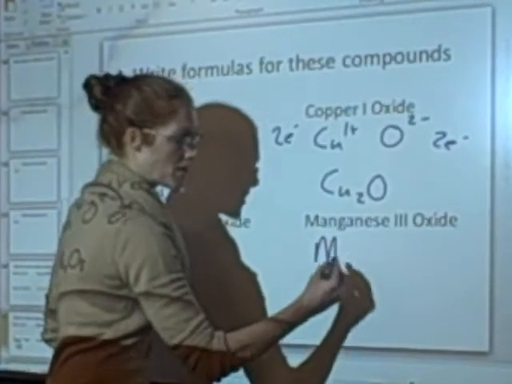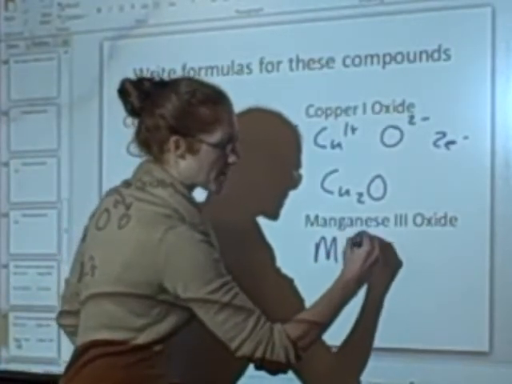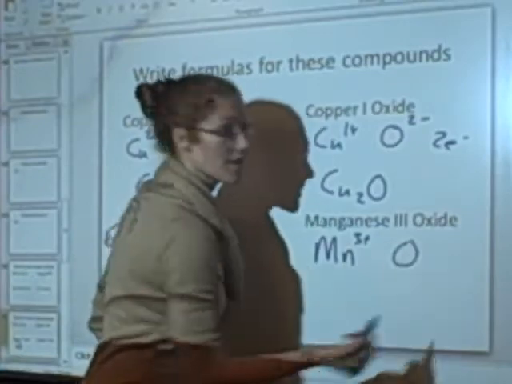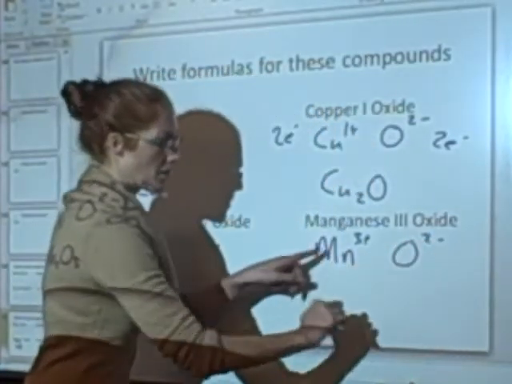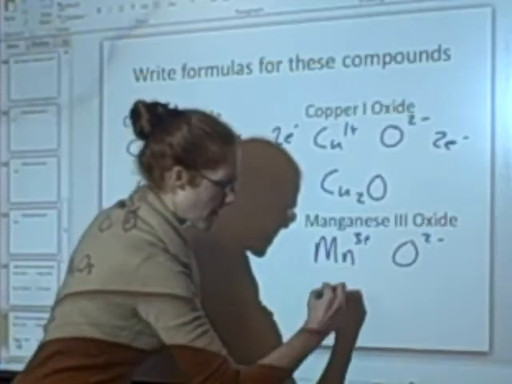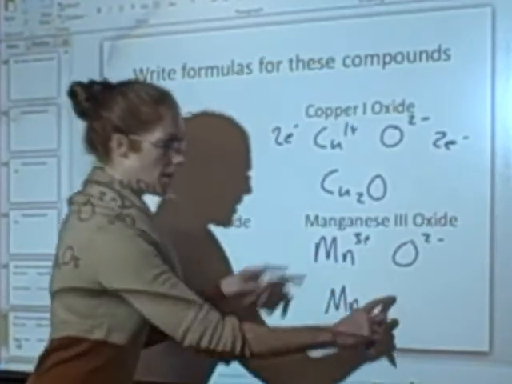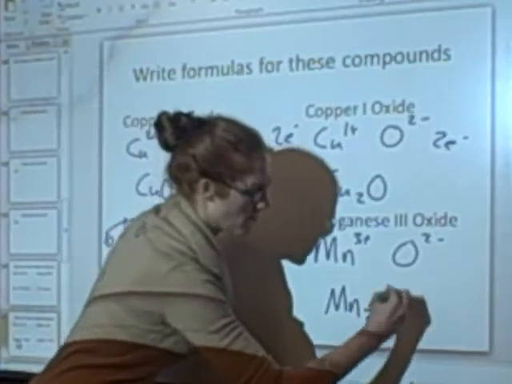Here's manganese 3 oxide, so Mn is a 3 plus. The oxygen, because it's in that next to last column, it's a 2 minus. So I know I'm going to need 2 manganeses, Mn2, and I'm going to need 3 oxygens, O3.